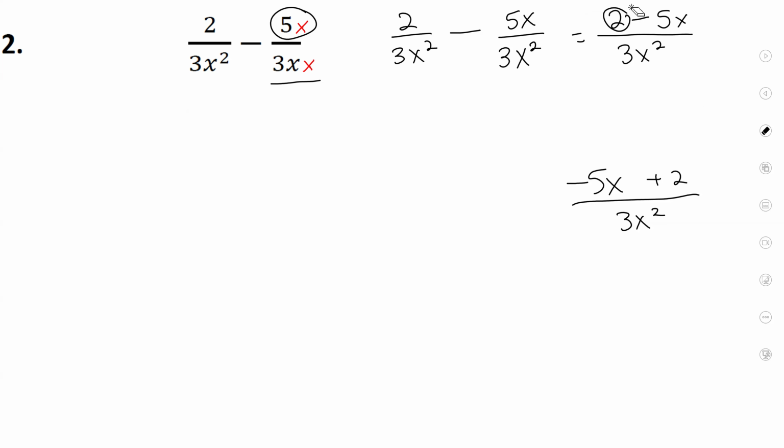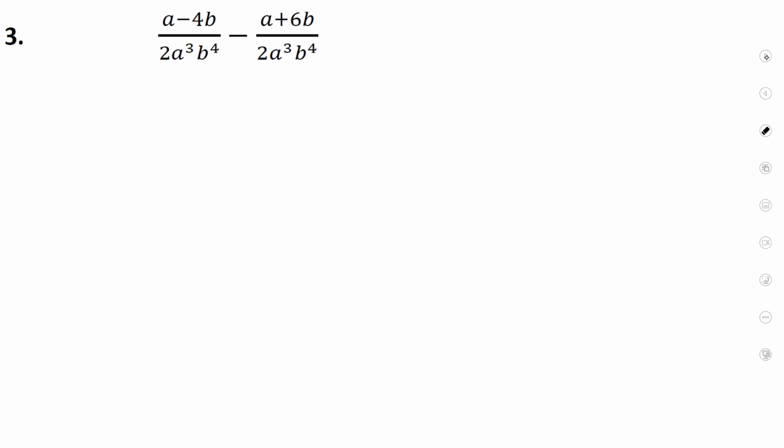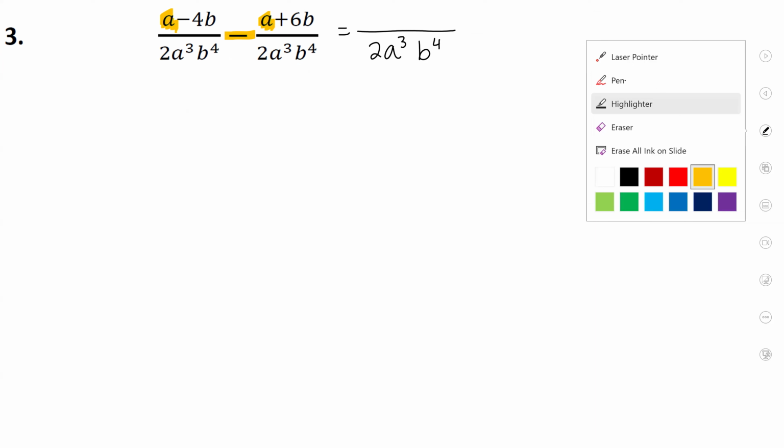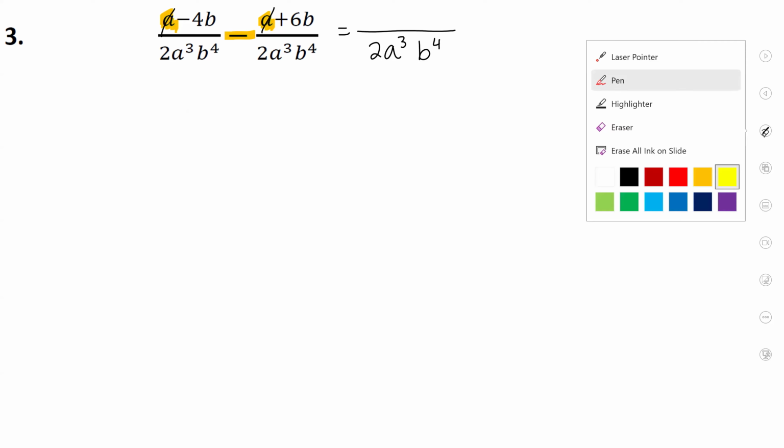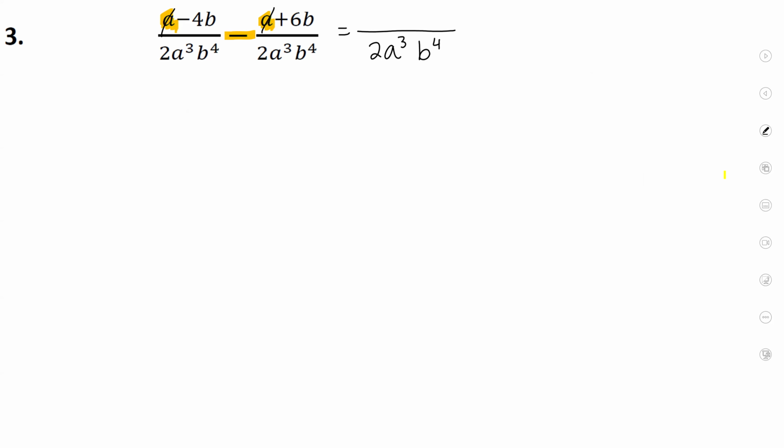All right, next example. Are my denominators the same? Perfect, just carry it over. Now, let's talk about the numerator. What is a minus a? 0. Okay, so those are gone. I'm just going to cancel those out. Okay, next. What is negative 4b minus 6b?